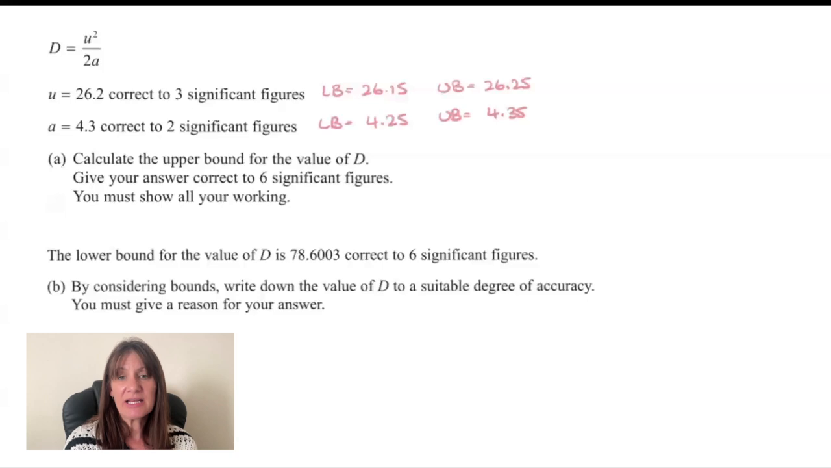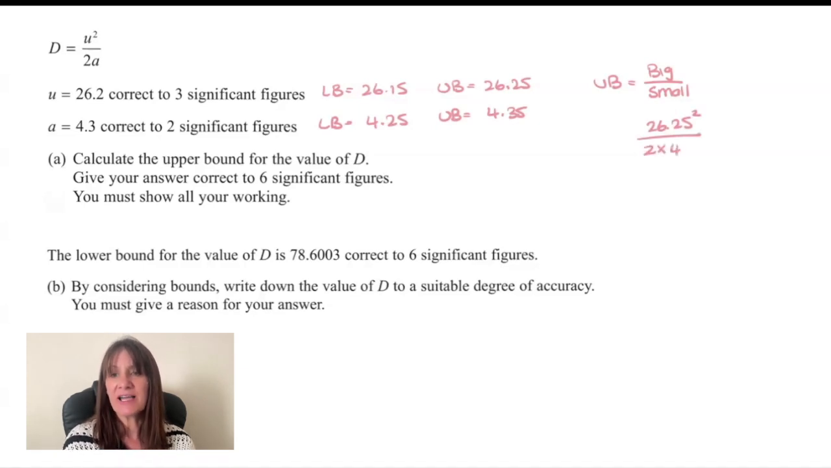So we're trying to calculate the upper bound for D, and we've been given a fraction, like there's a division. So to get the biggest possible result, we want to put the biggest possible number as our numerator and then divide by the smallest. So we're going to use the upper bound, 26.25, and square that, and divide it by 2 times the lower bound, 4.25. Pop that in your calculator and you get 81.0661. And on it goes.